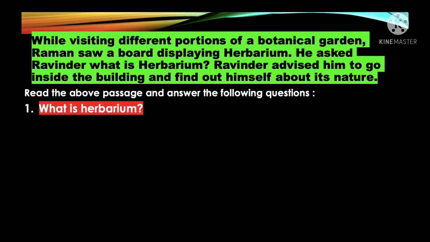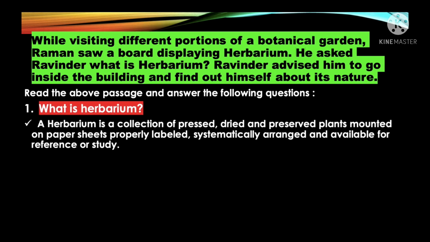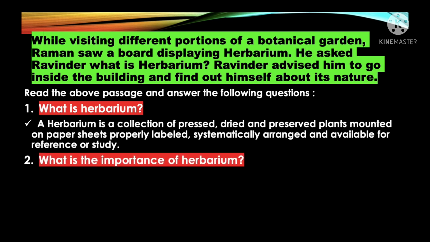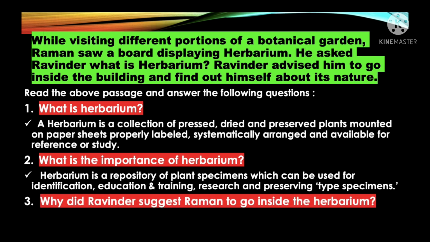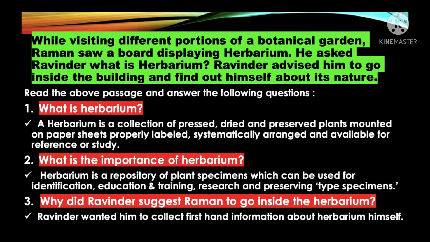So, after this, what is herbarium? The answer is, a herbarium is a collection of pressed, dried, and preserved plants mounted on paper sheets, properly labeled, systematically arranged, and available for reference or study. What is the importance of herbarium? Herbarium is a repository of plant specimens which can be used for identification, education and training, research, and preserving type specimens. Why did Ravindra suggest Raman go inside the herbarium? Ravindra wanted him to collect first-hand information about herbarium himself.